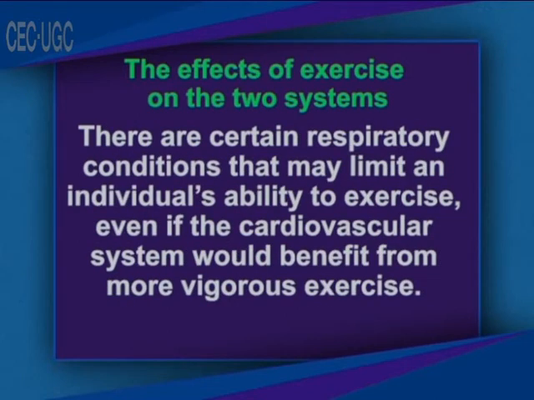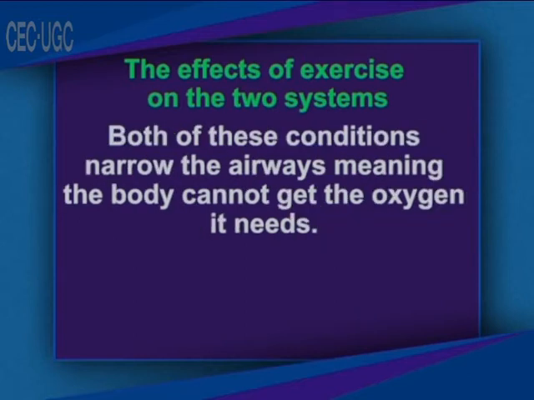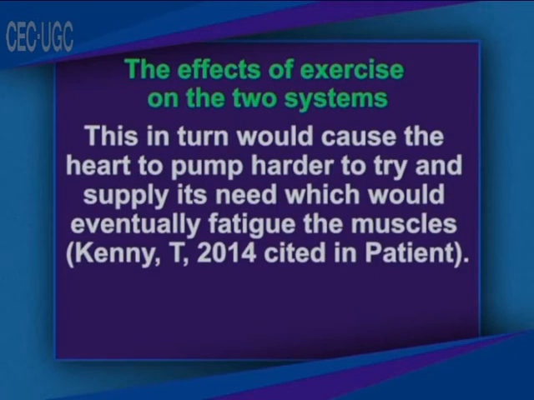There are certain respiratory conditions that may limit an individual's ability to exercise, even if the cardiovascular system would benefit from more vigorous exercise. Conditions such as asthma and chronic obstructive pulmonary disease (COPD) limit the amount of oxygen intake. Both of these conditions narrow the airways, meaning the body cannot get the oxygen it needs. This in turn would cause the heart to pump harder to try and supply its need, which would eventually fatigue the muscles.